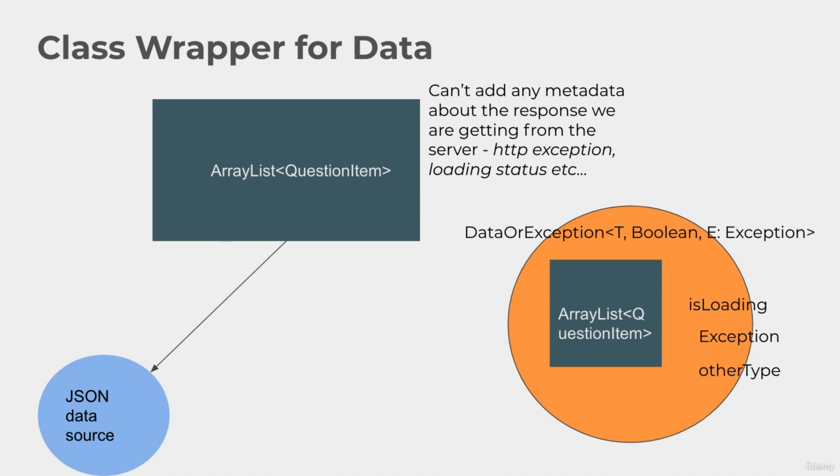Now, again, it looks like overkill because, like I said, we could have just stopped at the array list question item and call it good. But this process of wrapping our data into another class that allows us to add more data to that class, right? So we can unwrap it and get different parts of the data. It's partially part of clean architecture. Let's go ahead and put this data or exception structure in so we can see how it all works.